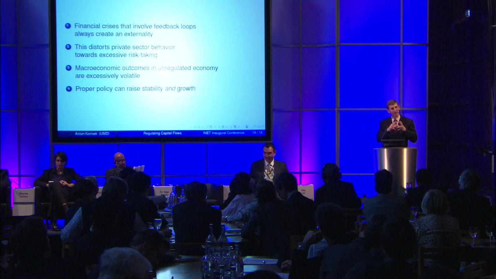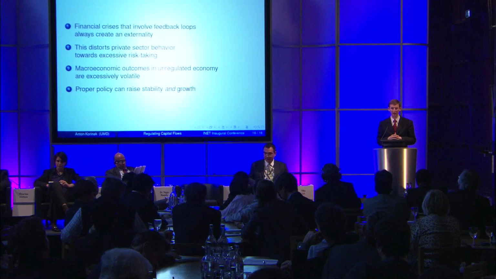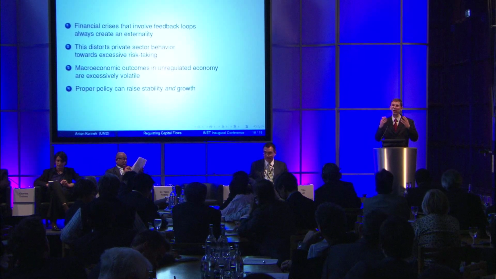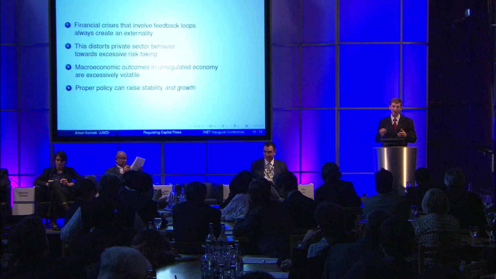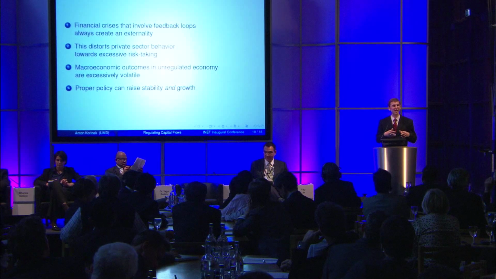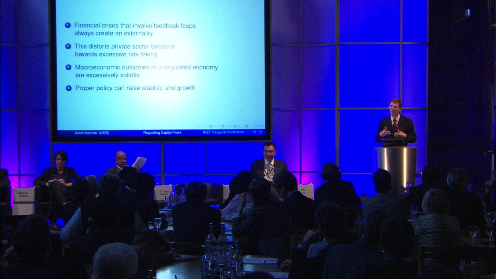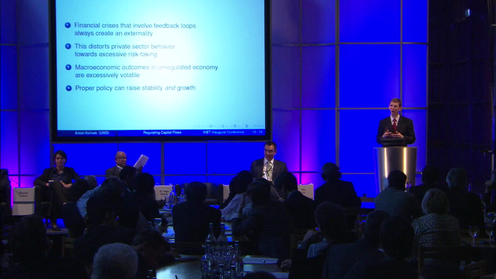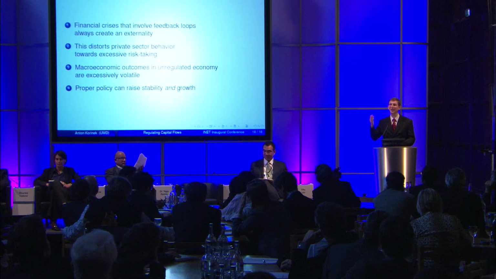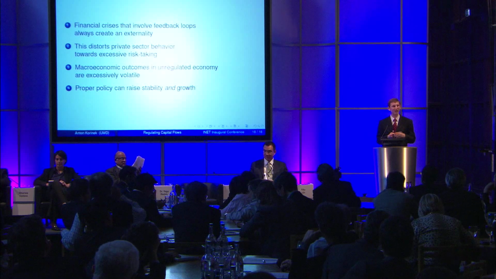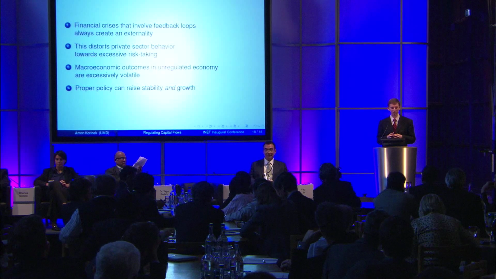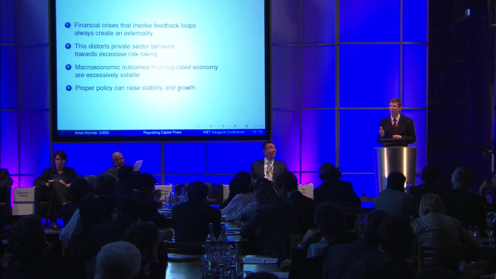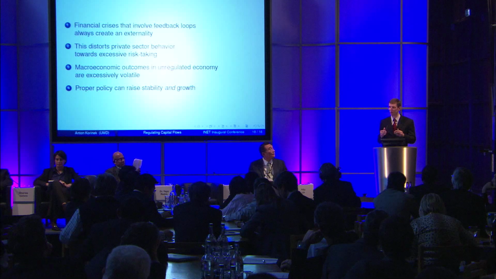So to conclude, what I wanted to emphasize in my presentation here today is that financial crises with feedback loops always entail externalities. These externalities distort the risk-taking decisions of the private sector towards taking on excessive systemic risk. And as a result, the macroeconomic outcome is excessively volatile. But proper policy action can raise both stability and economic growth.